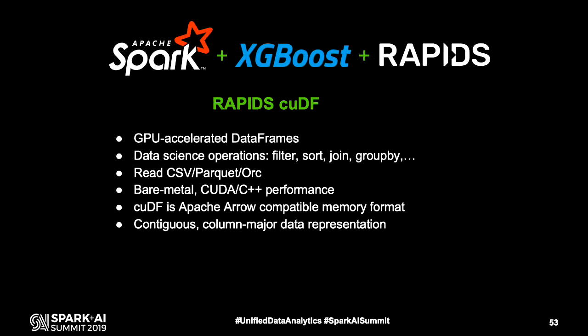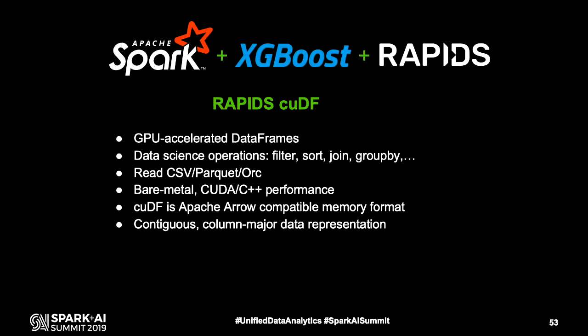The cuDF library specifically in RAPIDS is a CUDA data frame library. It lets you do data science operations. So you can do your filters, your sorts, your group bys. It can also load data from your various formats directly. So you can read your CSV data, your Parquet data, your ORC data. And when you read that, it goes directly into GPU memory. So at that point, you're already on your GPU. You don't have to do any copies from your CPU after you've massaged your data.